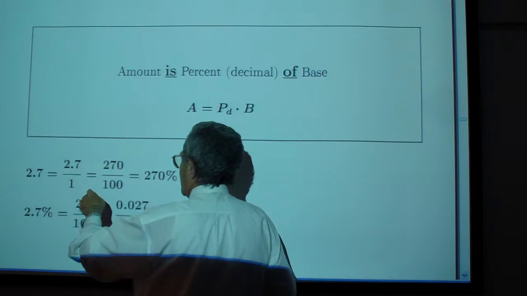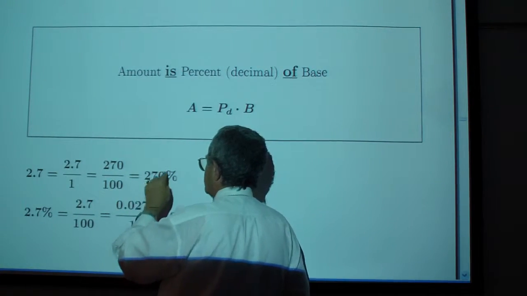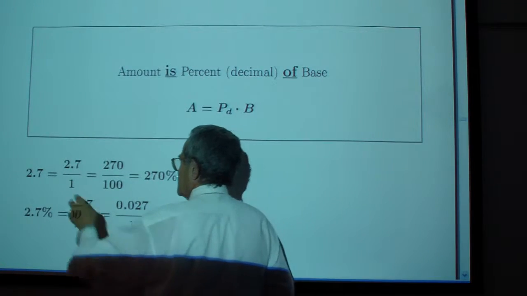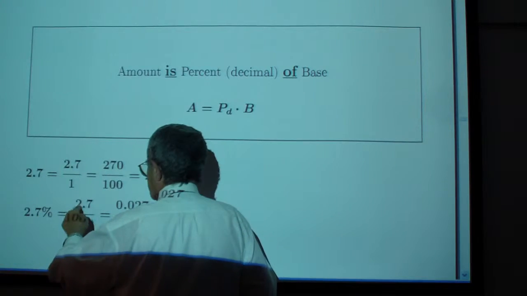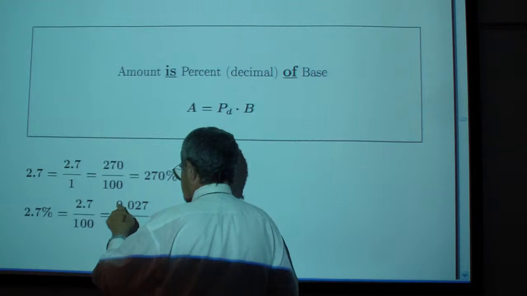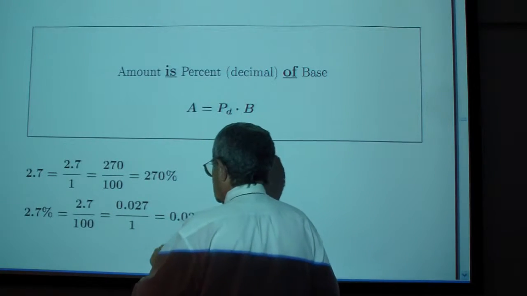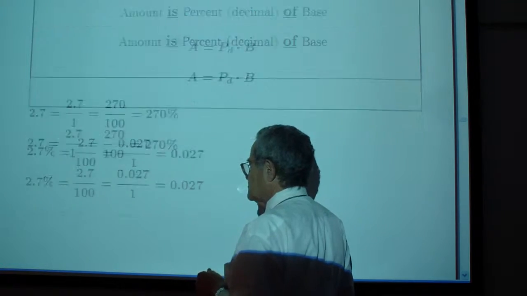Multiply by 100 over 100, you get 270 over 100, 270 per 100, 270 percent. Take the same number but as a percent. So 2.7 percent is 2.7 per 100. Divide by 100, move the decimal point 2 places to the left. You get 0.027 over 1, or just 0.027.